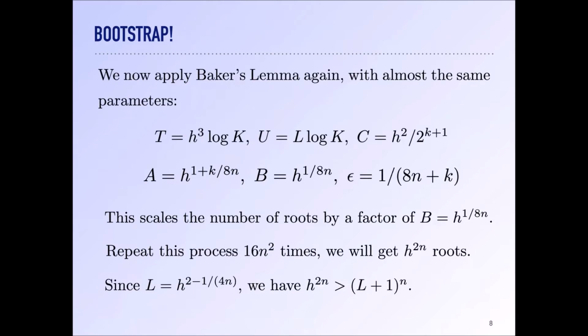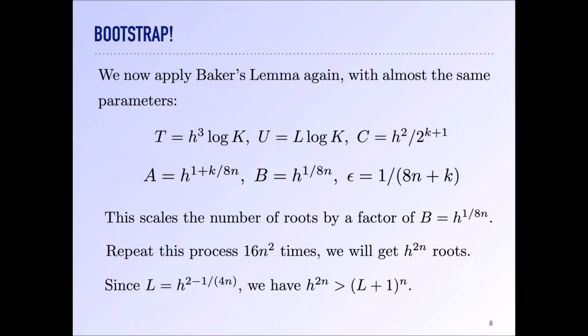So now you just do it again. Now you bootstrap. So now you have more zeros, right? We started with h zeros. Now you have h to the 1 plus 1 over 8n zeros. Okay. And now you just do it again. So this is a k. You do it k times.